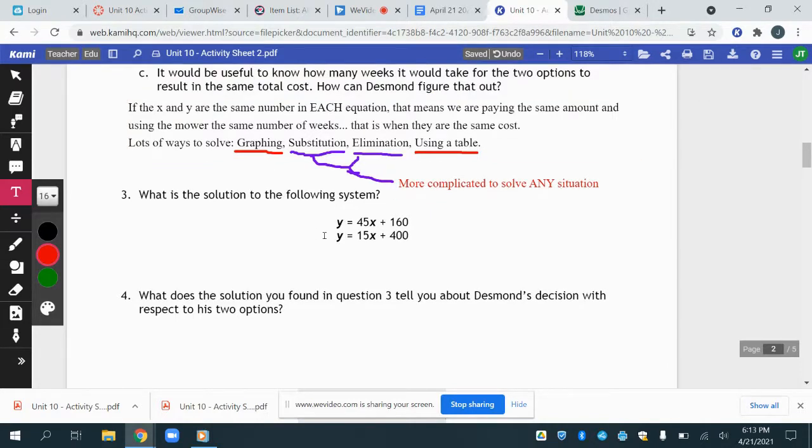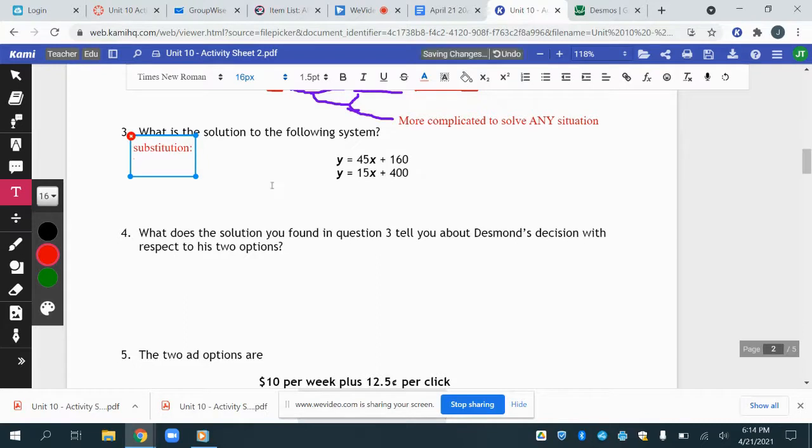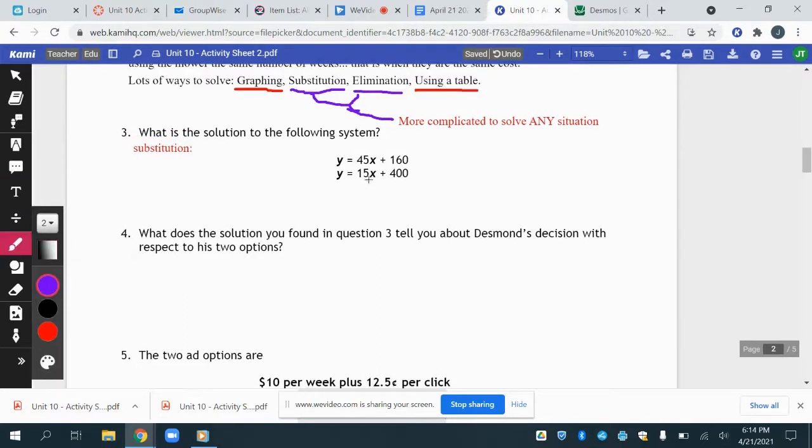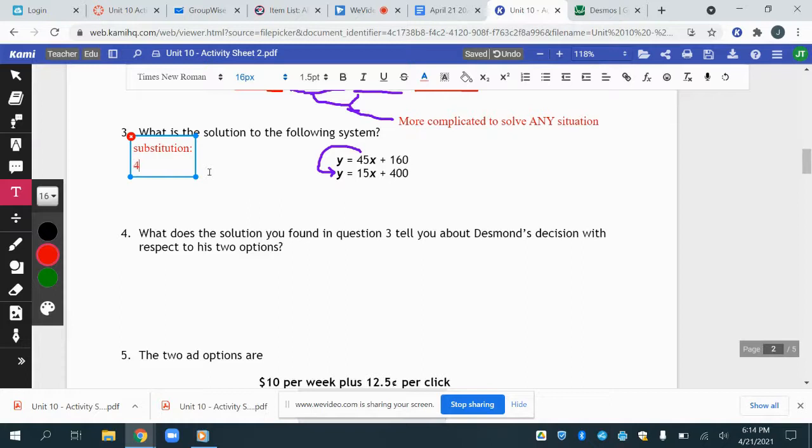What is a solution to the following system? Well, we're going to do it by substitution. What I'm going to do is take this y, and I'm going to change it to that. So I'm going to end up with something that looks like this: 45x plus 160 equals 15x plus 400.